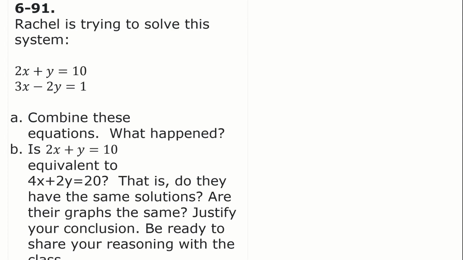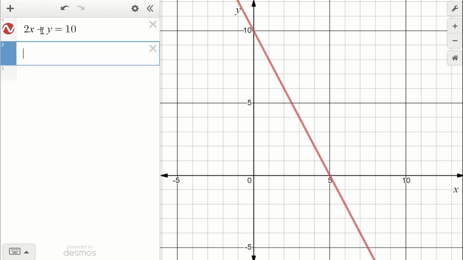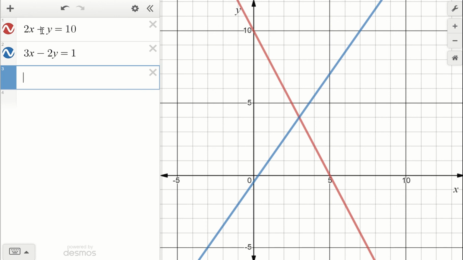Rachel is trying to solve this system, and the first prompt A says combine these equations. So let's go to Desmos real quick right here. Let's type both of these. The first equation that you should write down is 2x plus y is 10. And the second equation is 3x minus 2y equals 1. Now if I combine those equations, I do get the equation 5x minus y equals 11. And the beautiful thing is I can see that all three of these equations are pointing to this solution 3, 4.